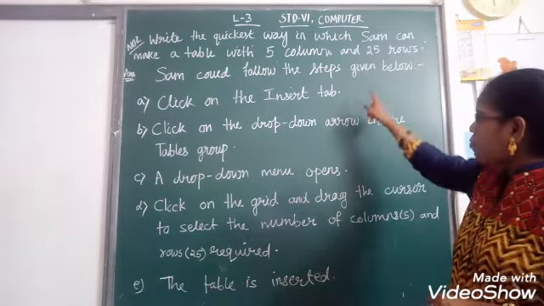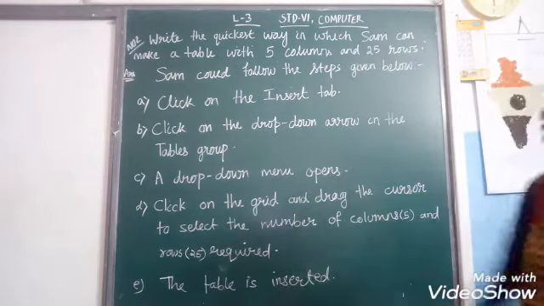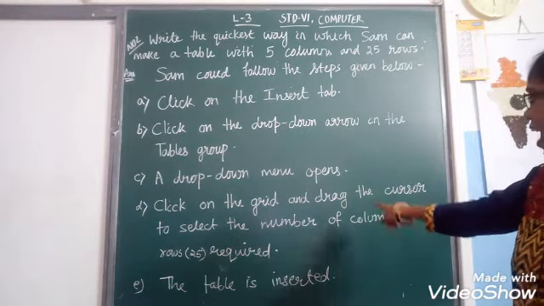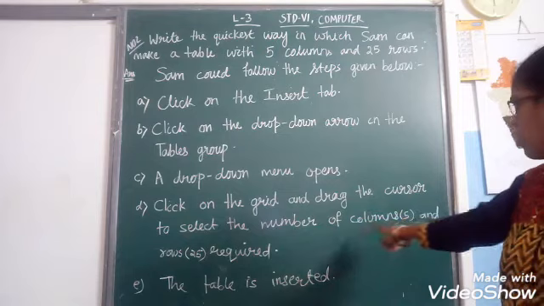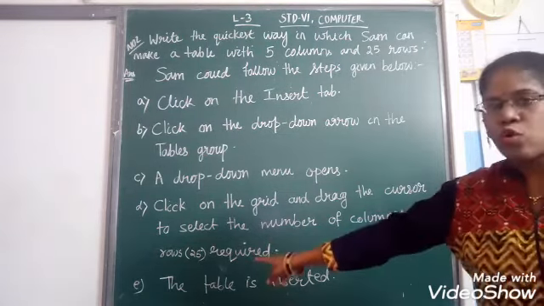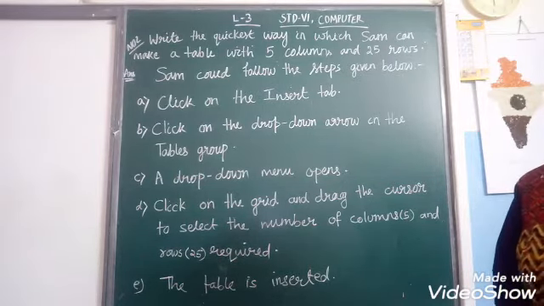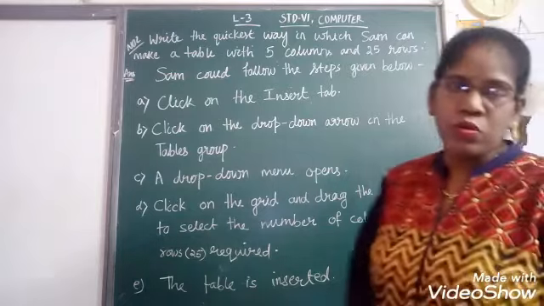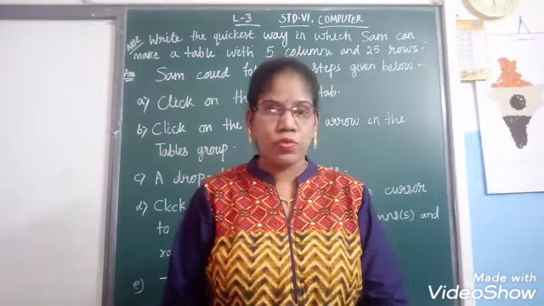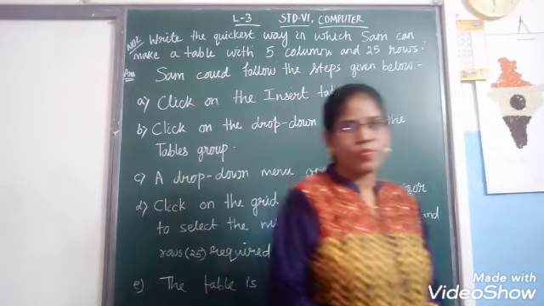Click on the insert tab. Click on the drop down arrow in the table group. Then a drop down menu opens. Click on the grid and drag the cursor to select the number of columns, that is 5, and rows, 25 required. The table is inserted. So these are the steps you can write down. Now come to the third question. So let me erase it. We will do the third one.